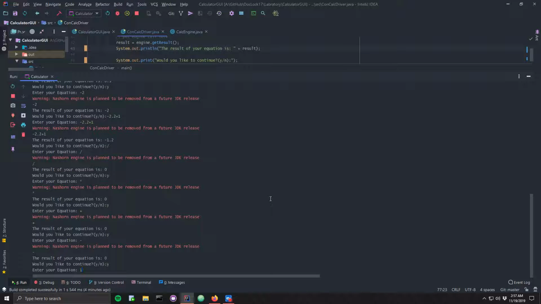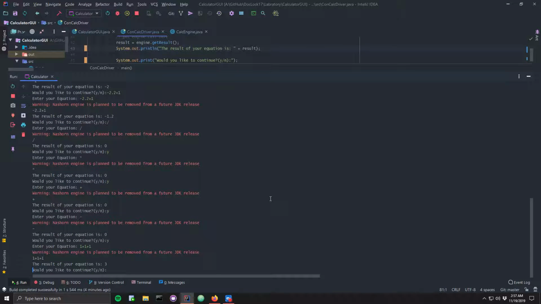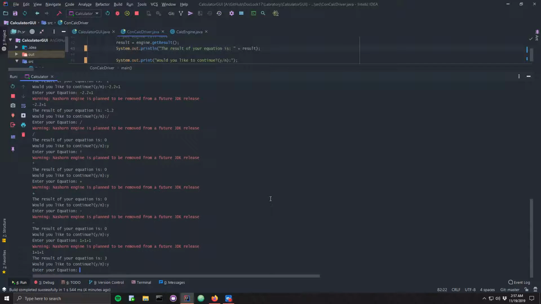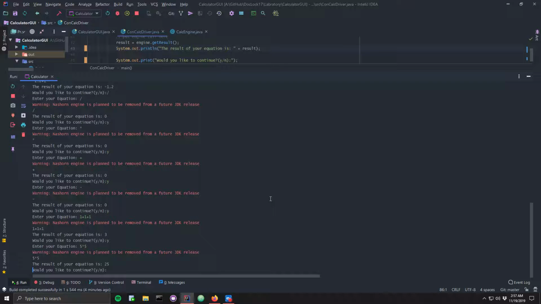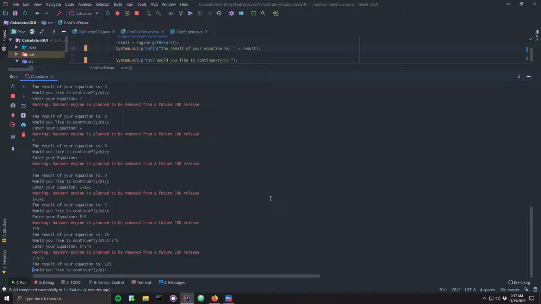On to some actual deeper arithmetic. Of course, we have 1 plus 1 plus 1 will give us 3. And we'll move on to the next page where we get into the deep stuff. 5 times 5 is 25. And 5 times 5 times 5 is, oh my goodness, 125.